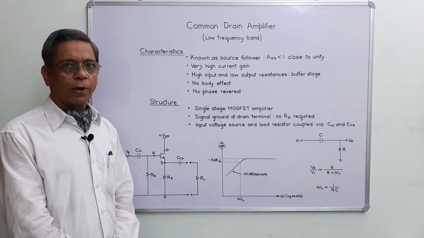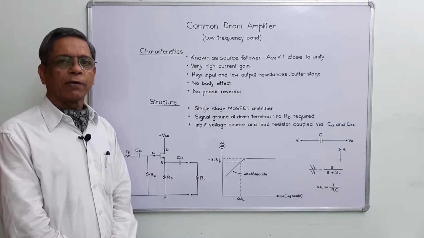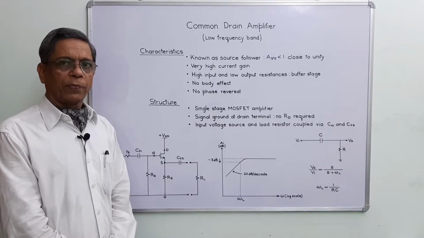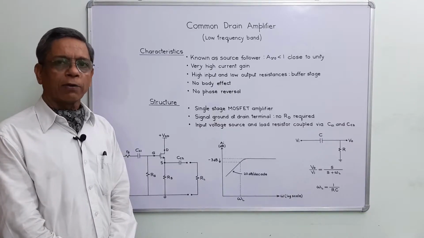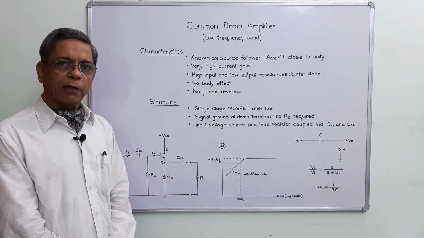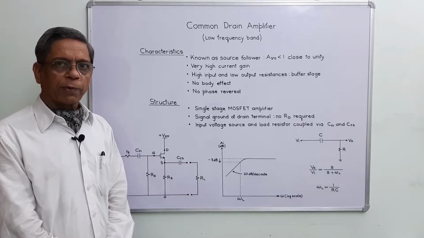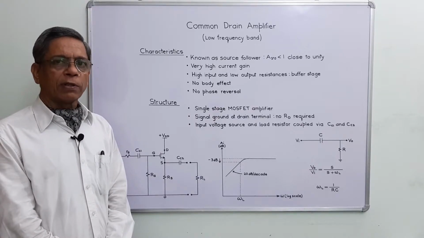This lecture is all about the common drain amplifier working at low frequency band. I'll explain the performance of the common drain amplifier and will derive the expression for the lower 3 dB frequency of the common drain amplifier at low frequency band.